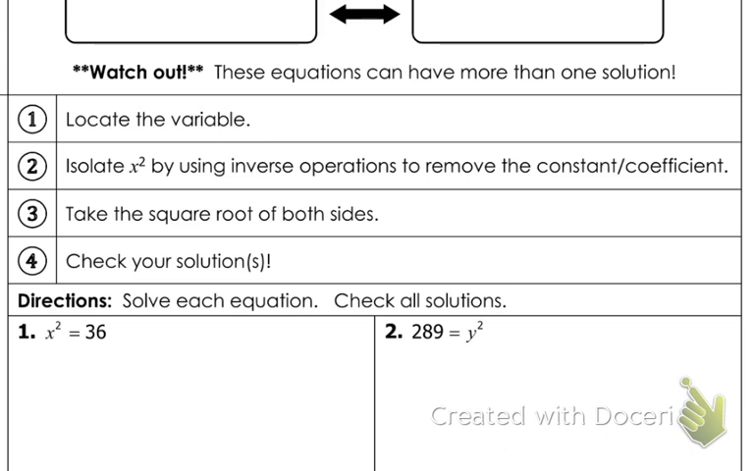Let's check out our steps. Our steps say locate the variable. Then it says isolate if it has a square. So we're going to do everything first before we deal with the square. Now, remember, PEMDAS goes parentheses, exponents, multiplication, division, addition, and subtraction.